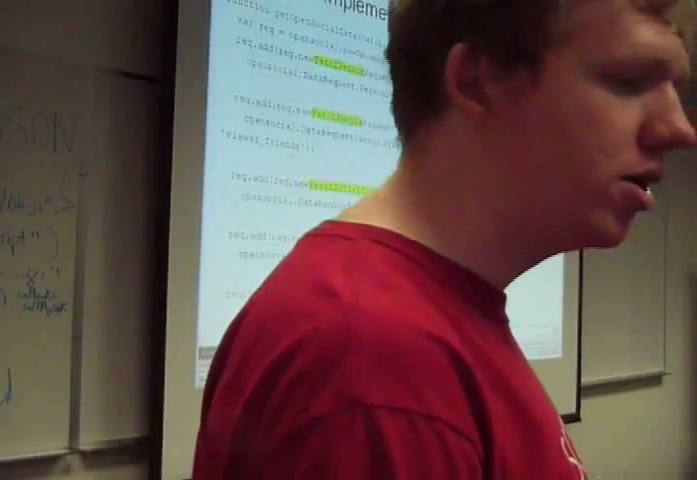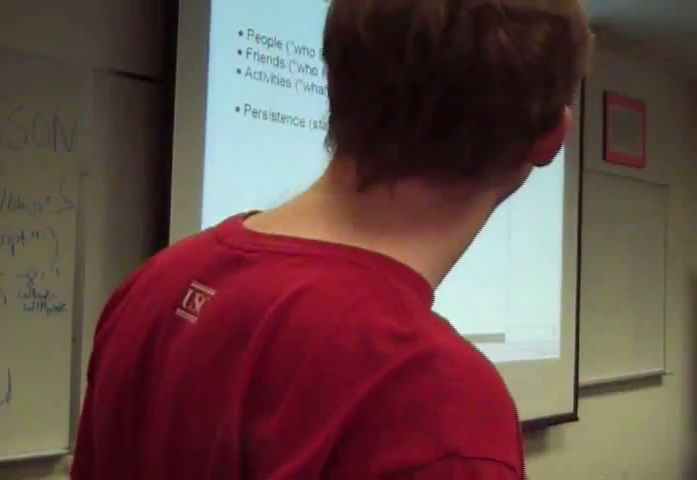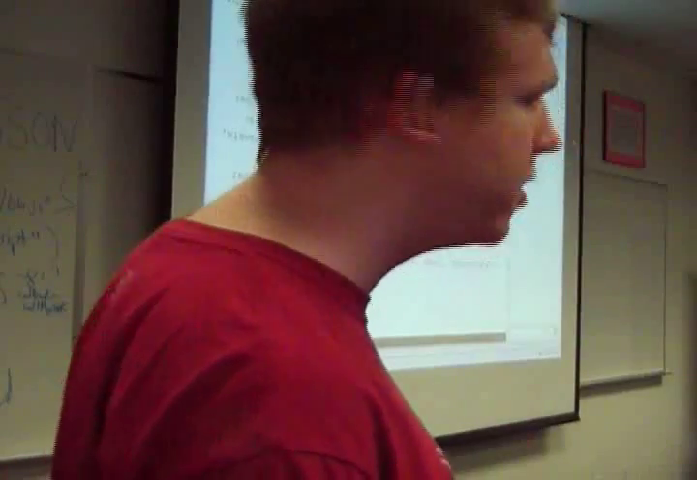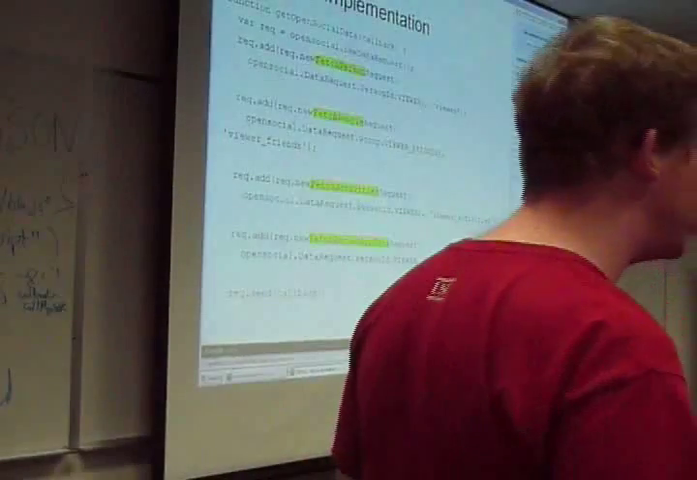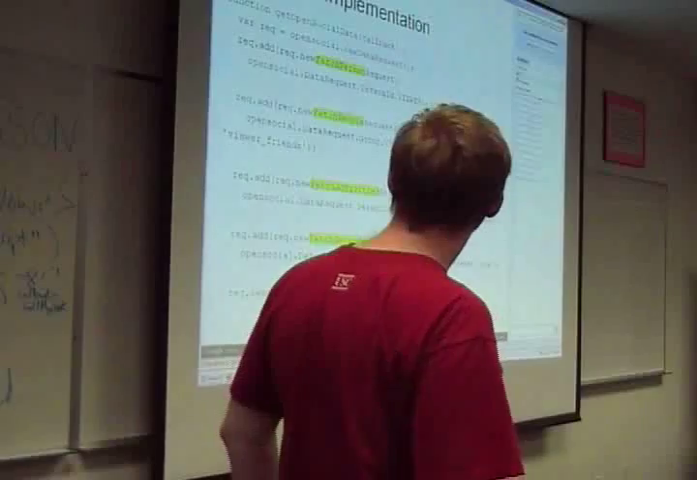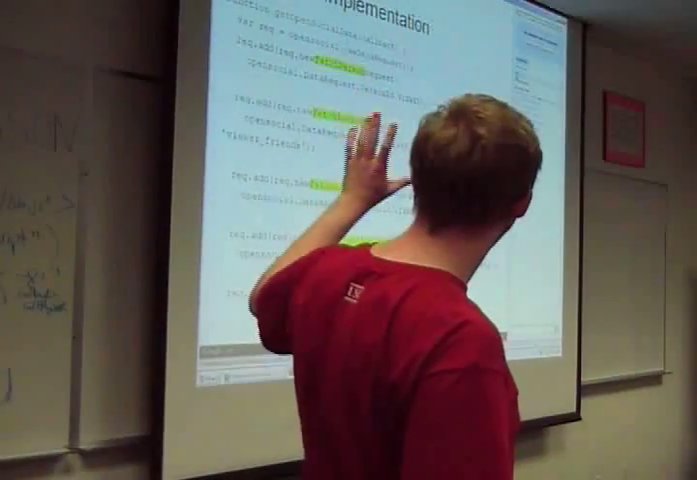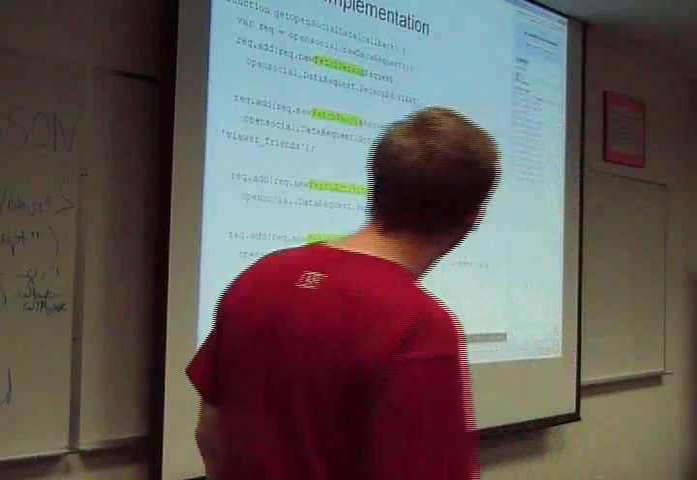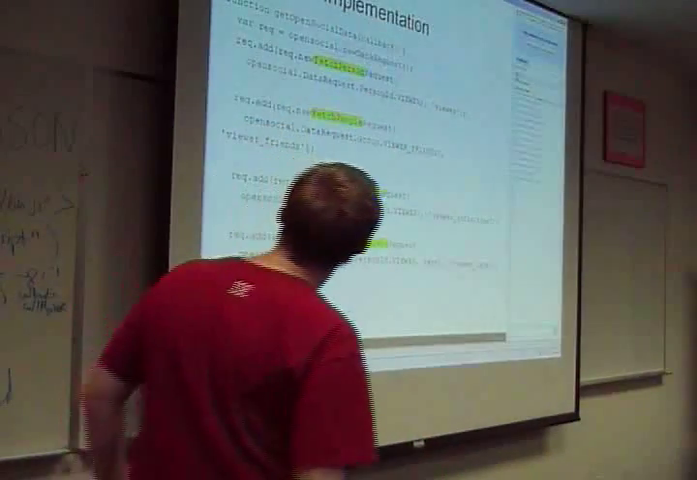Okay. So we were at this previous slide, we saw the people and the friends, the activities, and the persistence. And then this slide goes into a little bit more detail with what the code looks like. And it looks a little daunting at first, but then you get to recognize that all of these are the same exact thing, except with different function names. So in order to get information about myself, this is what I do.